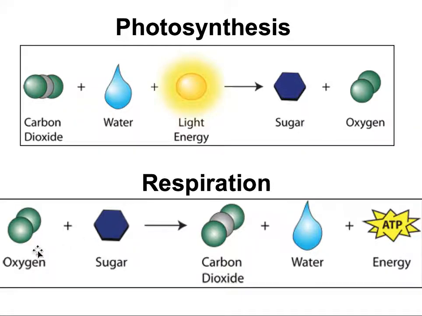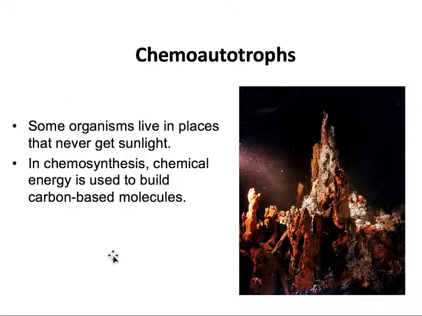So here we're going to start with oxygen from the environment, and we're going to take in sugar. If you're a plant, you're making your own sugar. If you're an animal, you're getting it from your diet. And through the process of respiration, the products that are formed are carbon dioxide, which is a waste product, water, and ATP. And this ATP is energy that you can use to do work. And this is the whole point of respiration, to get that energy out of the sugar.